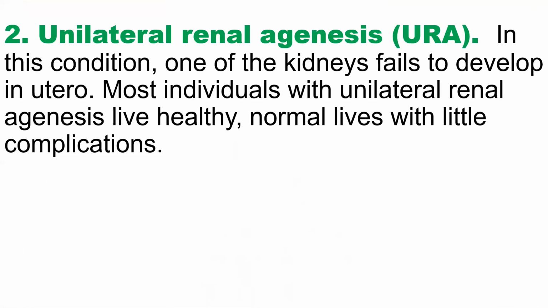Next, number two. Number one was polycystic kidney disease, isn't it? And there we find the two types, ADPKD as well as ARPKD. Now let's come to the number two point. Number two comes under congenital abnormalities, that is unilateral renal agenesis. In short, you can write it as URA. U stands for unilateral, R for renal, A for agenesis.